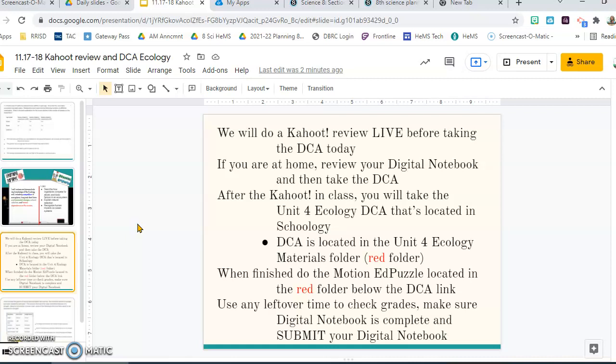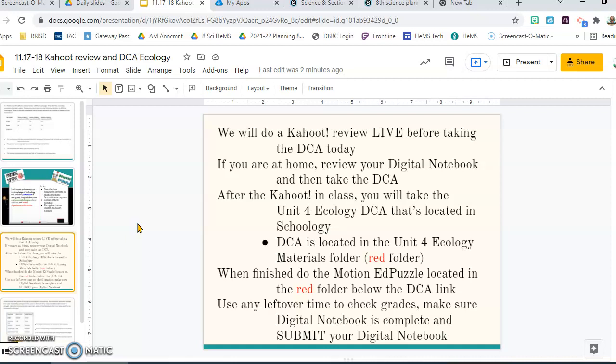After the Kahoot, in class, for my friends in class, you will take the Unit 4 DCA, that is the Unit 4 Ecology DCA that's located in Schoology. That DCA is in the Unit 4 Ecology Material folder. That one's a red color this time.